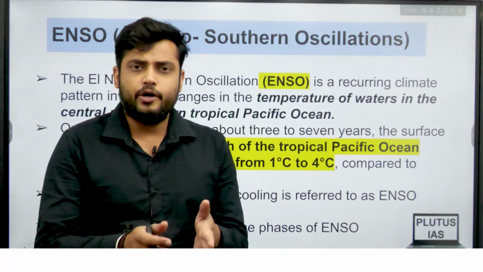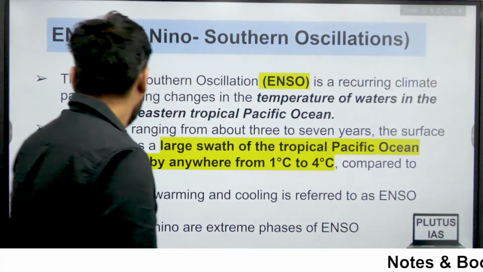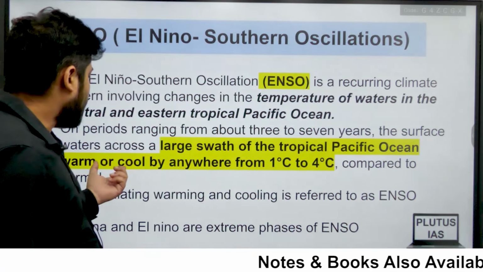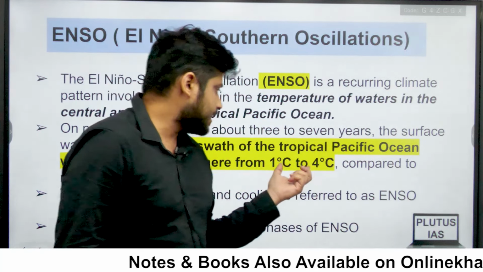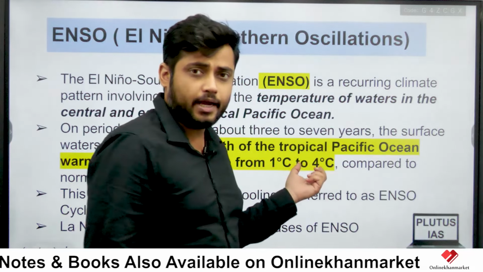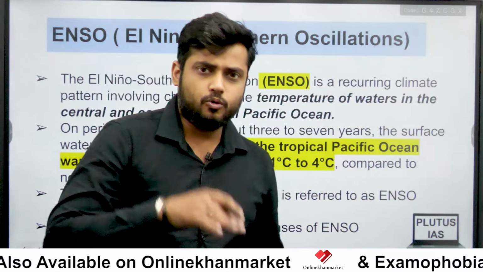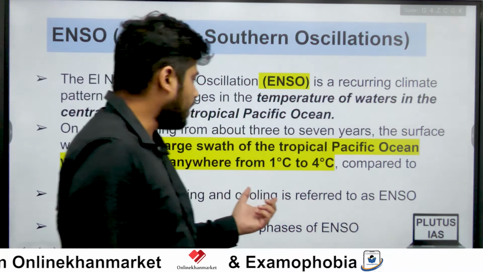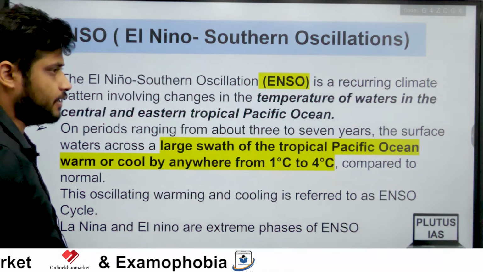This is not a periodic kind of oscillation. This is happening every 3 to 7 years. The surface water across the tropical Pacific Ocean warms or cools by 1 to 4 degrees Celsius. I have already explained that when it is more than the average, it warms by up to 4 degrees Celsius, and during the La Nina years, it cools by up to 4 degrees Celsius. This oscillating warming and cooling is referred to as the ENSO cycle.